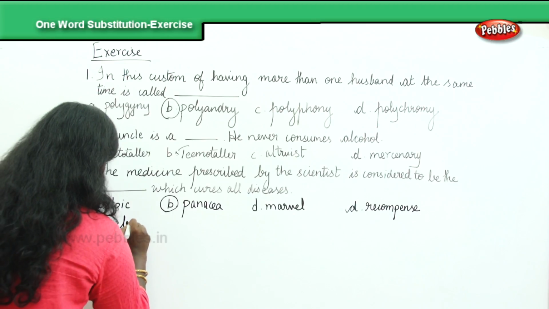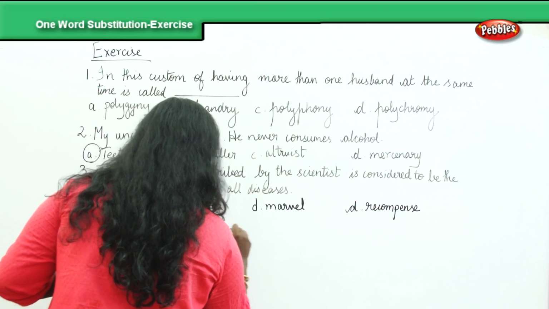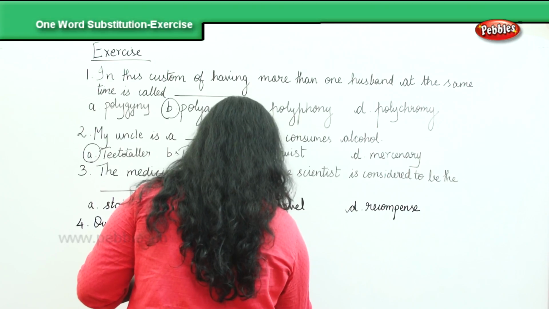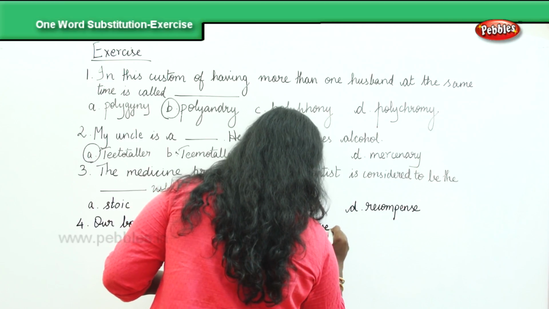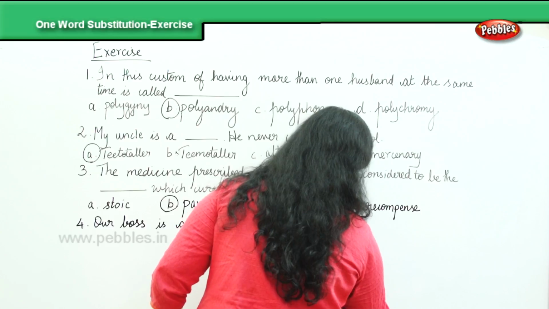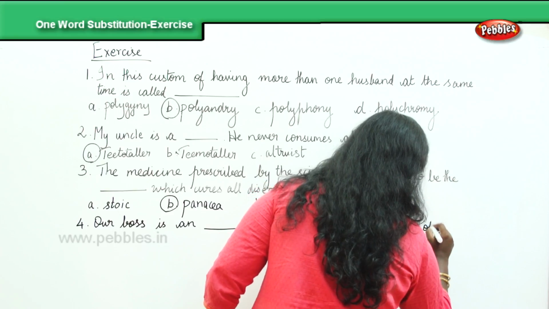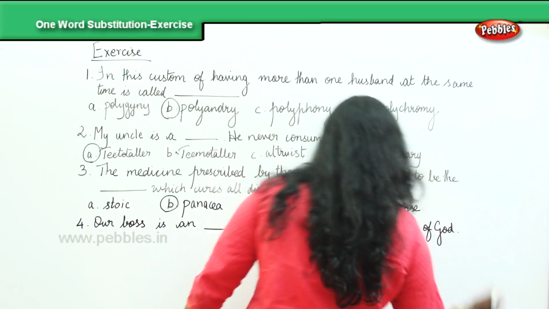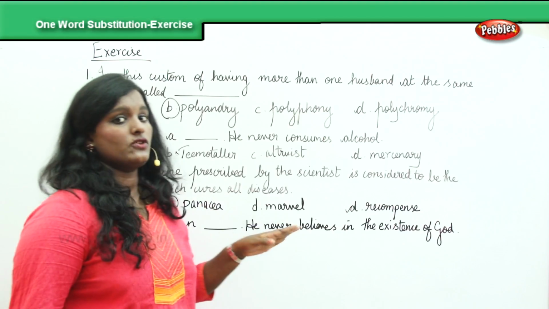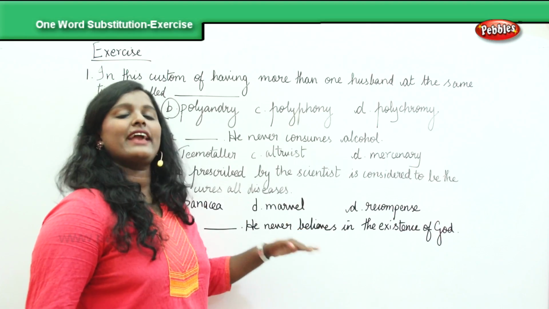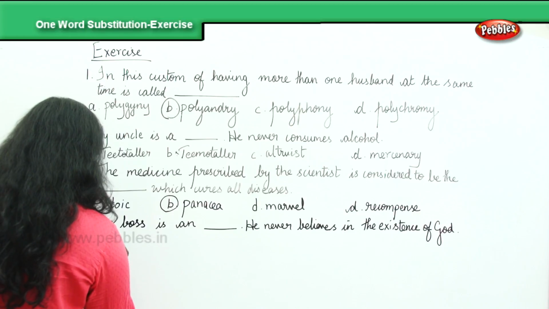Our boss is an dash. He never believes in the existence of God. So our boss is an dash. He never believes in the existence of God. I'm sure you would have got the answer for this by now, because again this was also discussed in the examples. So still I'm going to take you through the options.